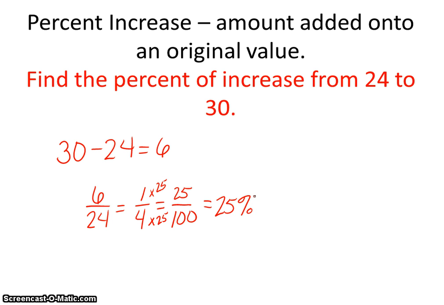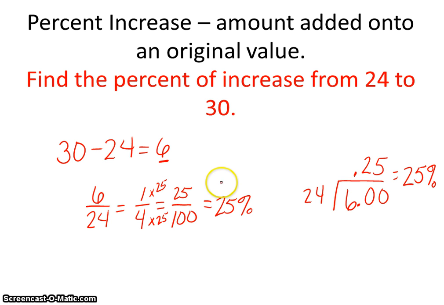If I wanted to do this with decimals, I would simply take my amount of increase, which is 6, and divide it by my original value. And that's going to give me a decimal answer of 25 hundredths, and I know that 25 hundredths as a percent is 25%. So the percent increase from 24 to 30 is 25%.